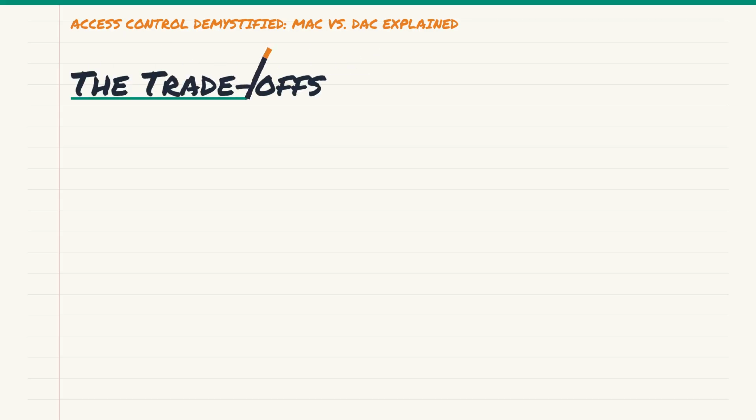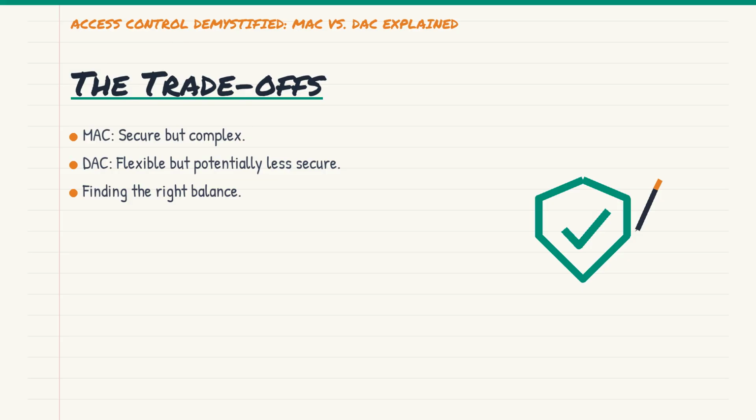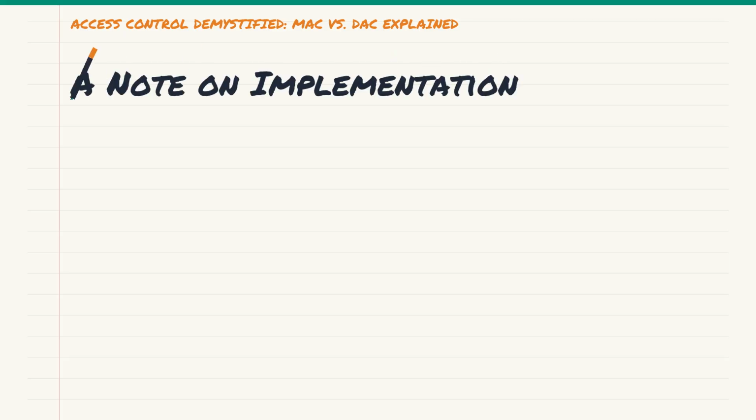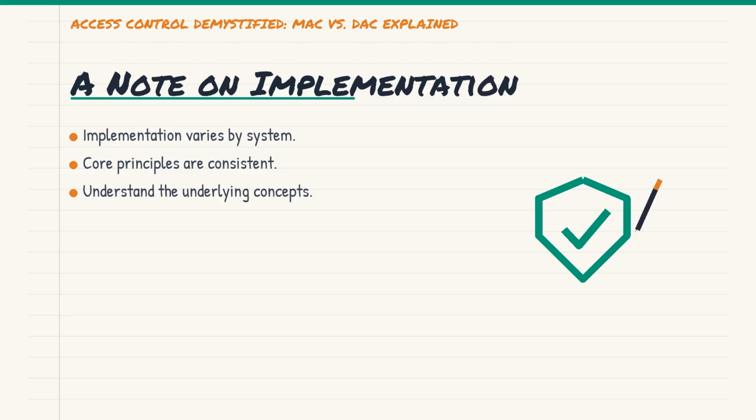MAC offers high security but can be complex to manage and less flexible. DAC is flexible and easier to manage for everyday users but can be less secure if not configured carefully, as owners might grant excessive permissions. It's always a balance. While we've talked about the models, how they're actually implemented can vary. Operating systems, applications, and even cloud services will have their own ways of managing these. The core principles, however, remain the same.